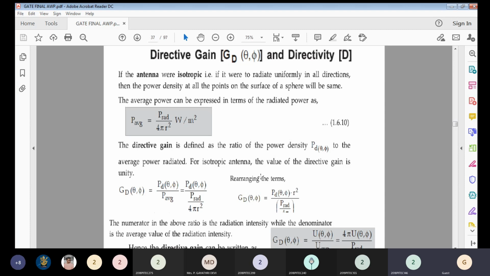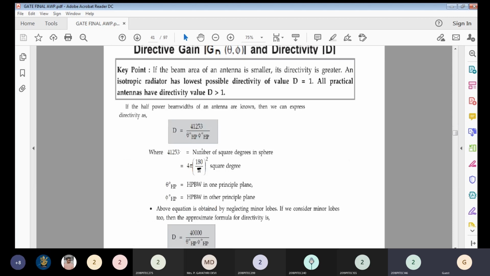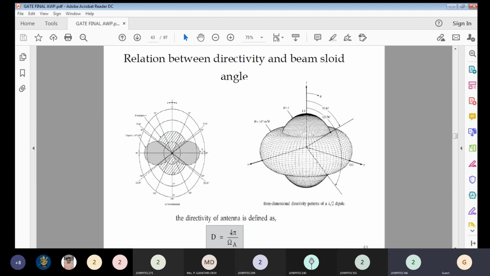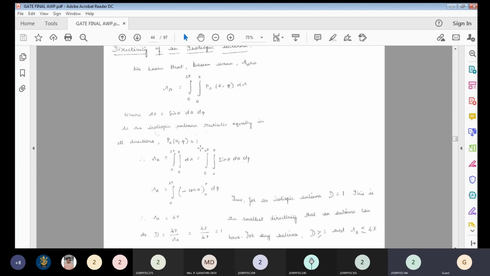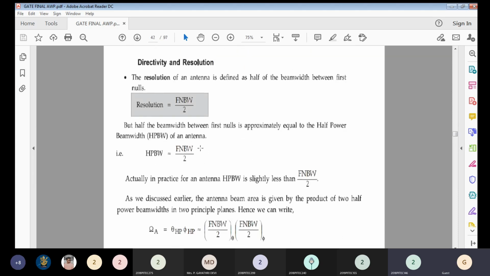Generally, gain is divided into two types. One is directive gain, and the other is power gain. Here they have given the formulas for those concepts, along with how the radiation pattern looks. Now we will see what directivity is.